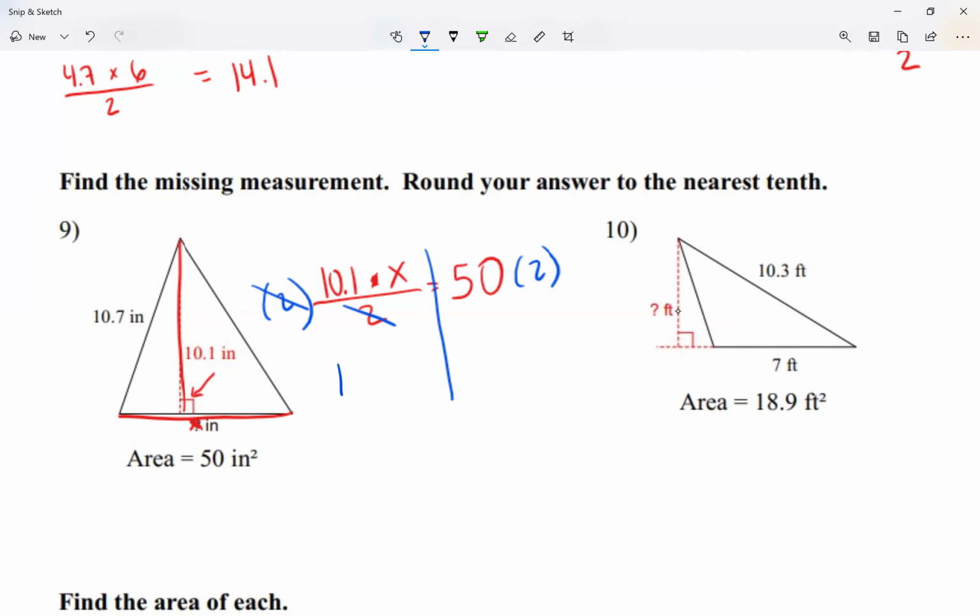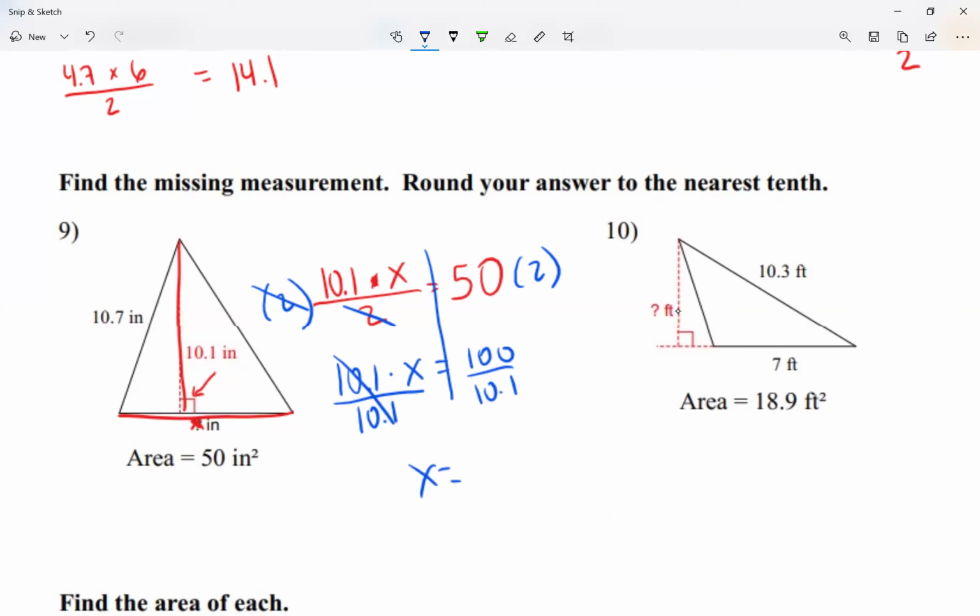So I have 10.1 times x equal to 100. Right? 50 times 2 gave me 100. Now, to get x by itself, let me divide both sides by 10.1. Now, 100 divided by 10.1, according to my calculator, I get 9.90099. There's some numbers. I only wrote the first two decimal numbers.